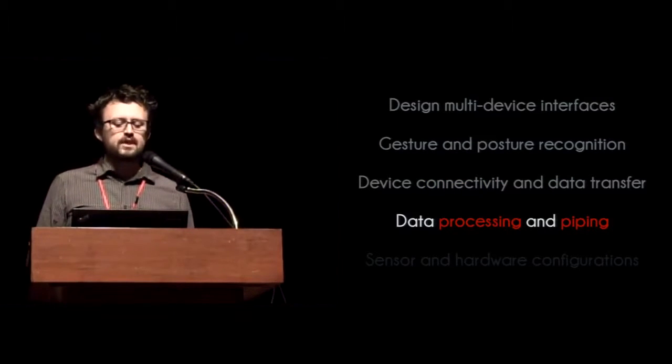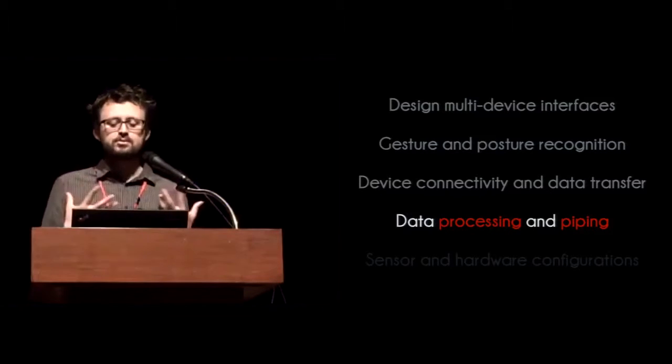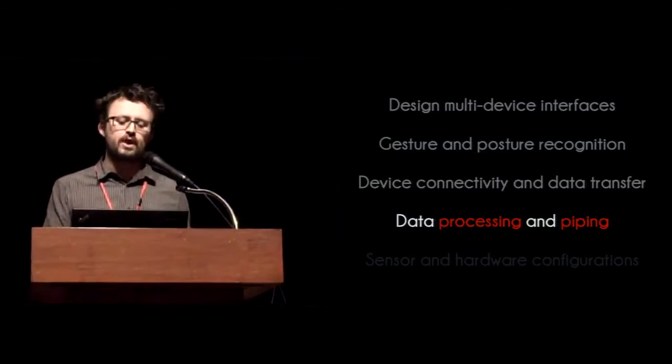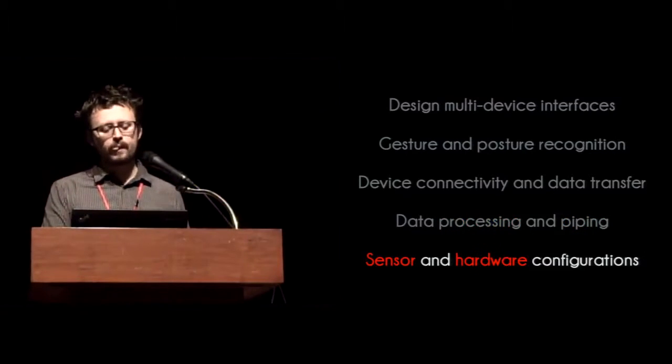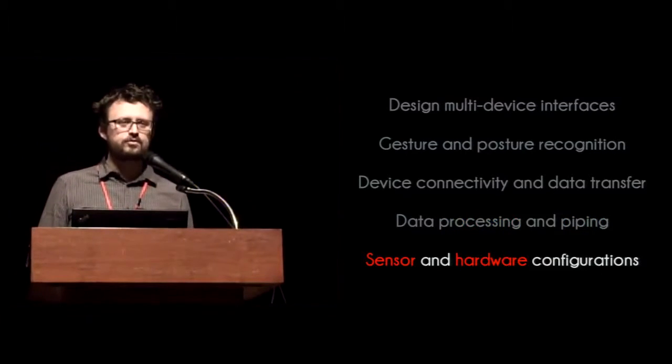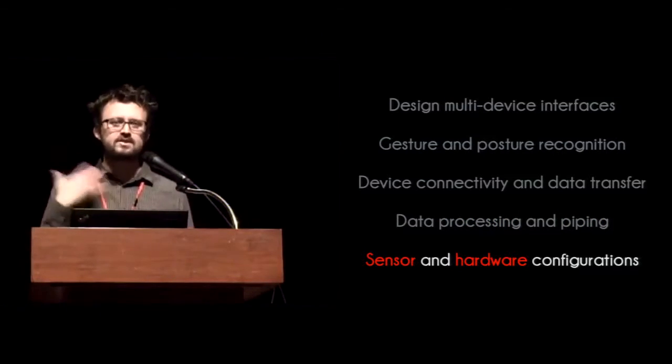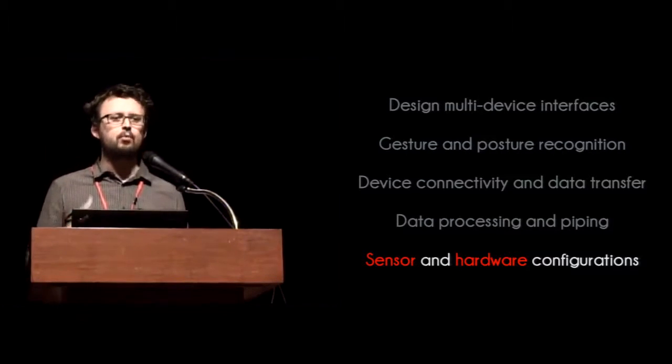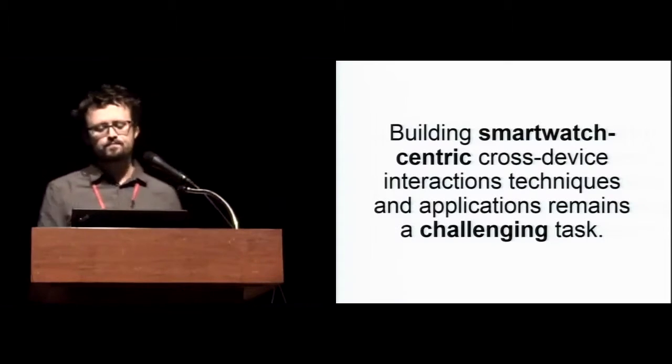Then data processing and piping of different sensor and hardware data is also important because we need to be able to move motion and touch input between the different devices that we're trying to connect to each other. And finally, sensor and hardware configuration is needed to understand and design for existing hardware, but even more to explore novel hardware designs and think about different sensor modalities and what that might mean to the user.